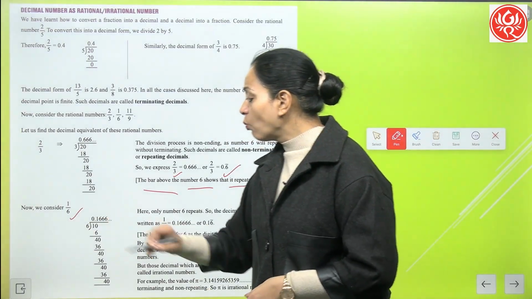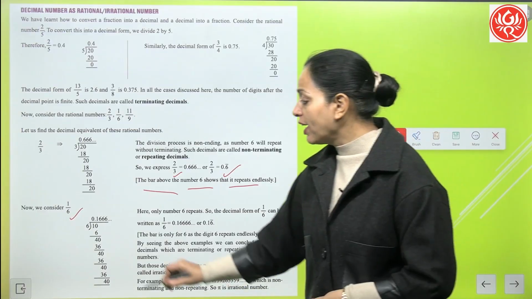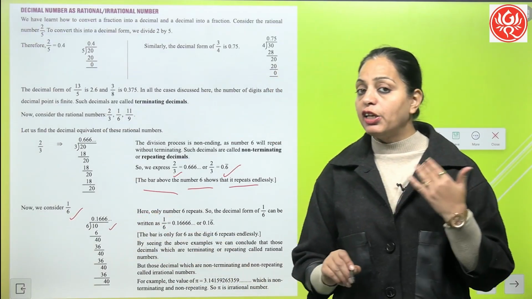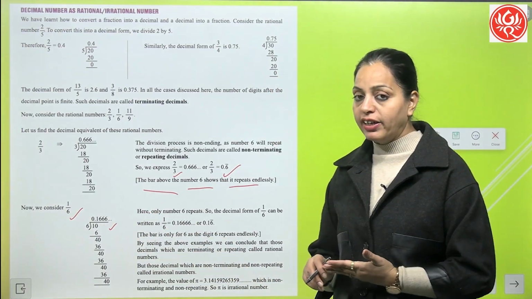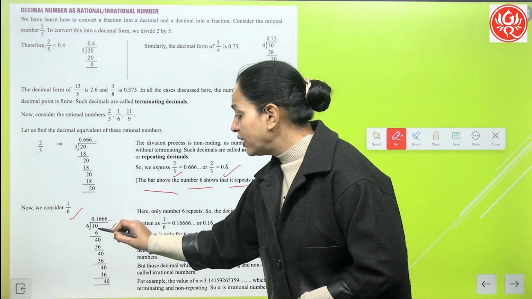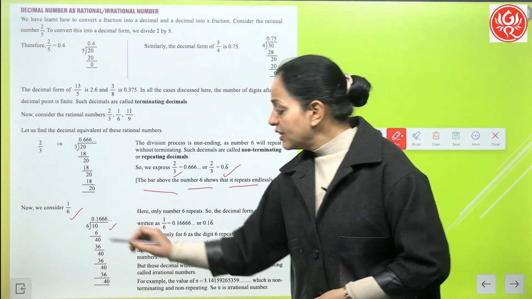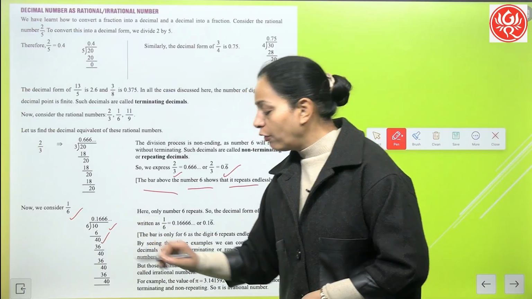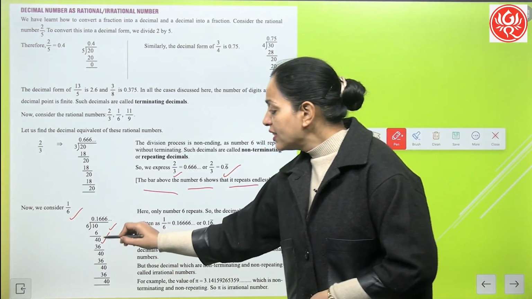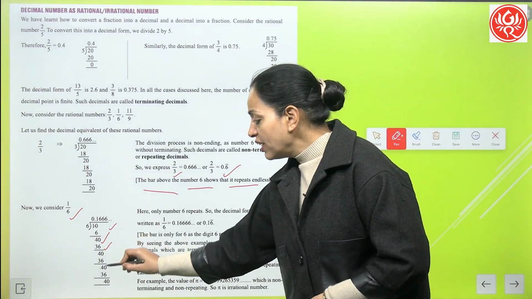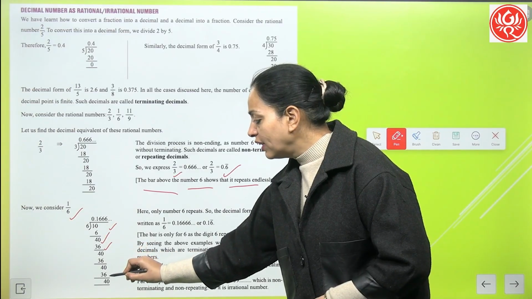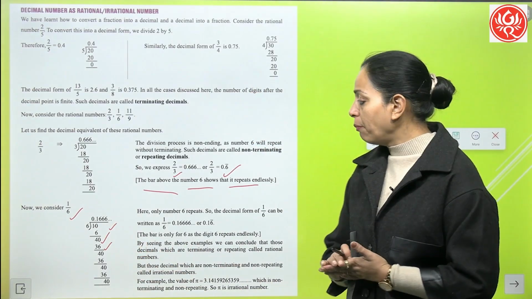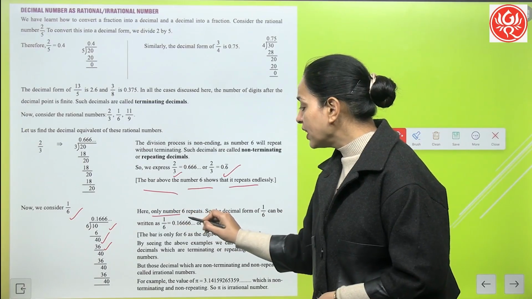Now we consider 1 upon 6. अब हमने क्या consider किया? 1 upon 6 यानी 1 को 6 से divide करेंगे. So we will start with decimal 10, then 6 ones are 6, okay, then 40 we are getting over here, 6 6 are 36, then same 40, 36, 40, 36. It means here only number 6 repeats.